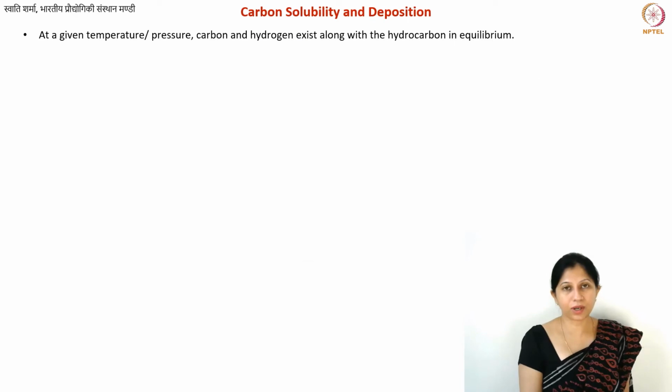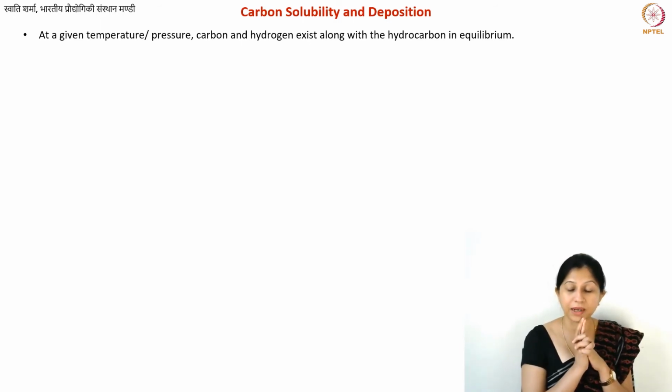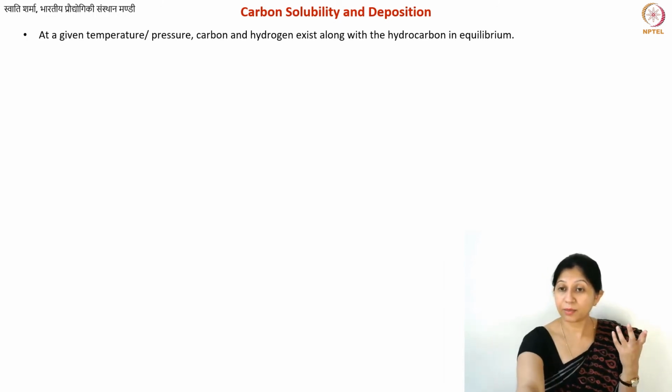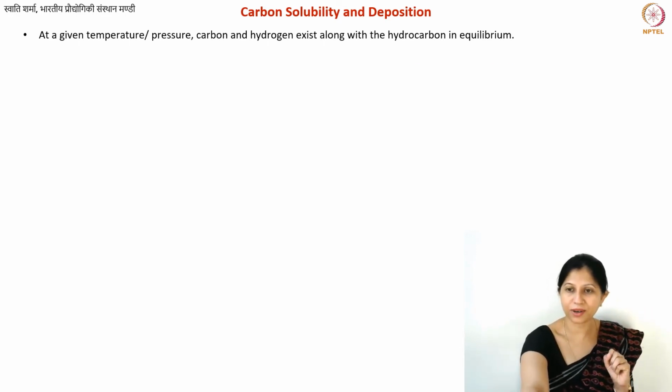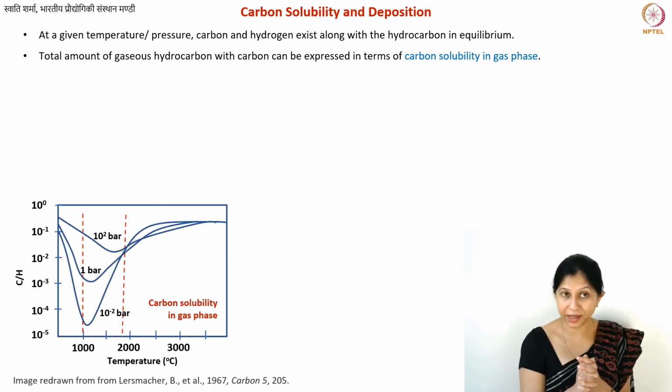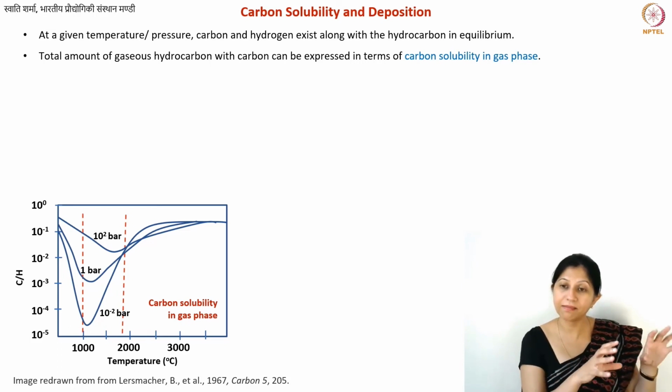There is something known as the carbon solubility in gas phase, and that now becomes an important parameter. We know there is a possibility that methane will split into carbon and hydrogen at a certain pressure and temperature. So the optimization of this temperature-pressure condition is now important to us. This is determined by the carbon solubility in gas phase, which is defined as the total amount of gaseous hydrocarbon in equilibrium with solid carbon.